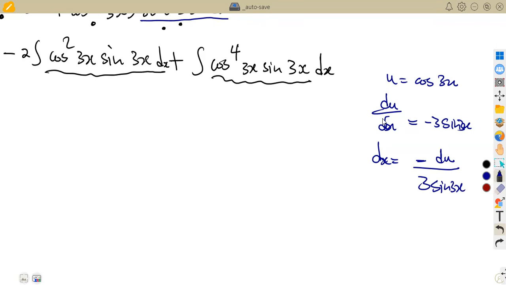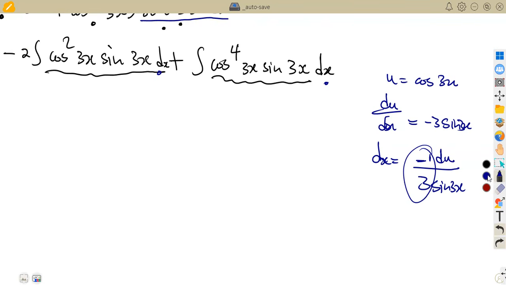So what it means is that if we were to substitute back now these integrals, we are going to see that the sin 3x here will cancel with this sin 3x because it's in the denominator. You substitute back here, it's going to cancel. So we are going to take the minus 1 over 3 out of the integral, where here there's a negative 2 already.